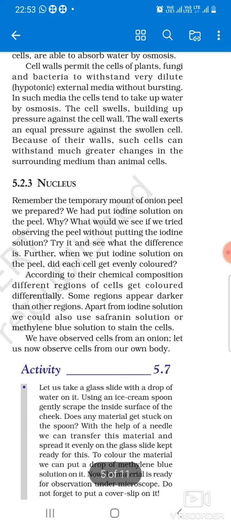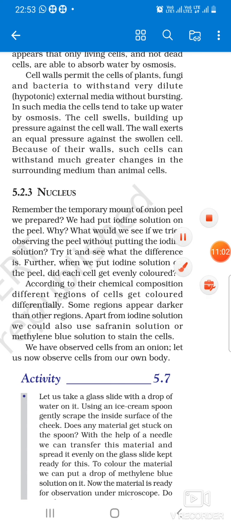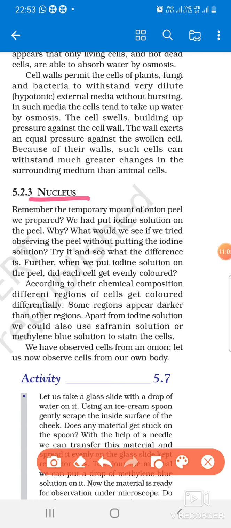Now the control center of the cell is called the nucleus. When we see the cell under the microscope, we will get a region like this. Look at this, this is the cell, this is the plasma membrane, and here is the center part, that is the nucleus. We will do the iodine test, and it will become darker. So it means that this is a special part, the nucleus of the cell.